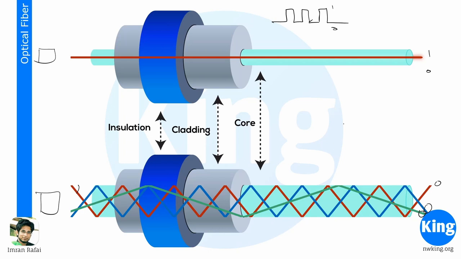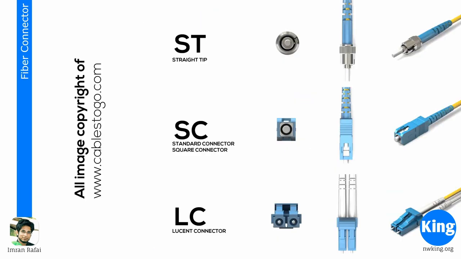Multi-modes are typically cheaper, and single modes are typically more expensive than multi-modes. That's why multi-modes are more common than single mode fibers, and single mode fibers can run for much longer than multi-mode, but again you need different types of terminators for single modes. So now we discussed the wires. The next thing that we need to discuss is the cable connectors.